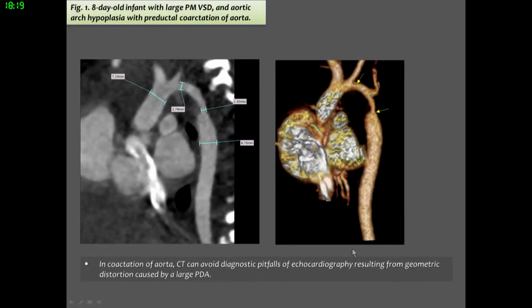This is an 8-day-old infant with large PM VSD and aortic arch hypoplasia with preductal coarctation of aorta. We can more precisely define the anatomy and size of the entire aorta. In coarctation of aorta, CT can avoid diagnostic pitfalls of echocardiography resulting from geometric distortion caused by a large PDA.